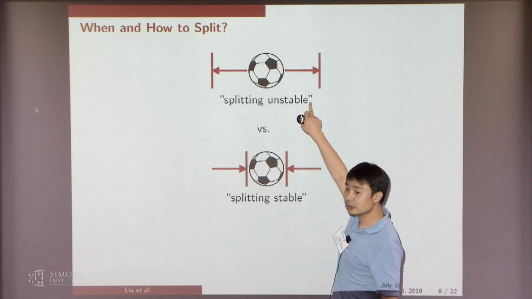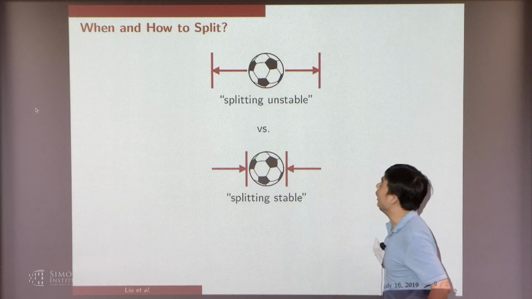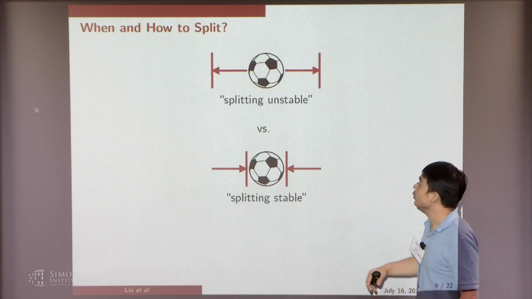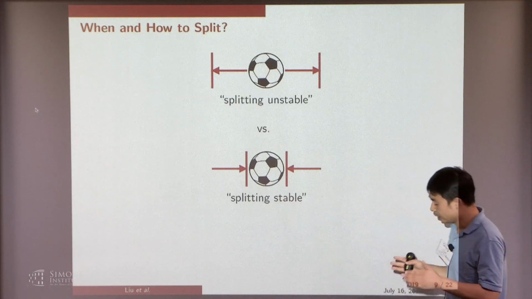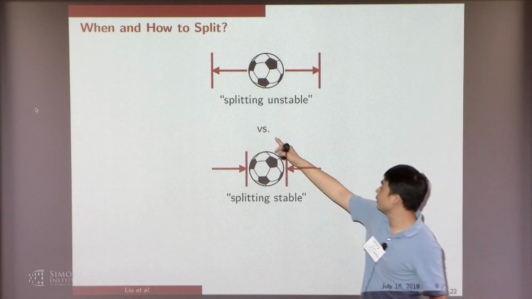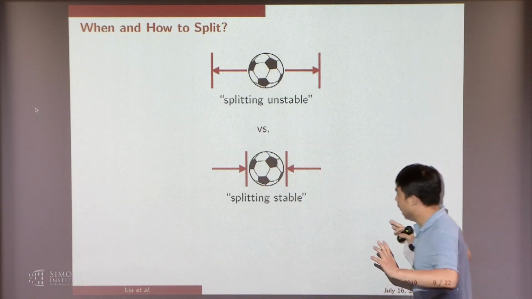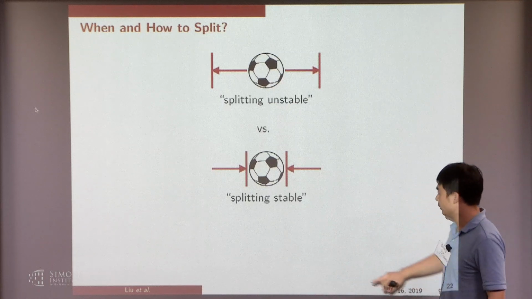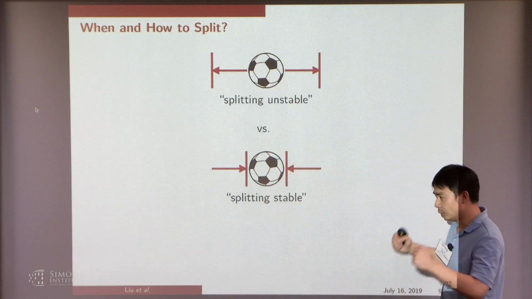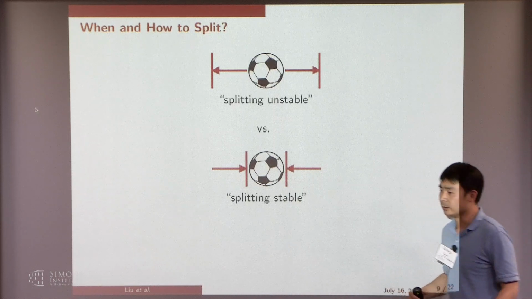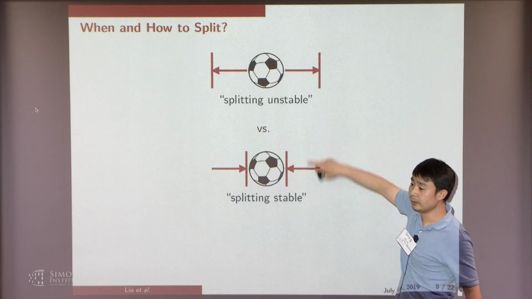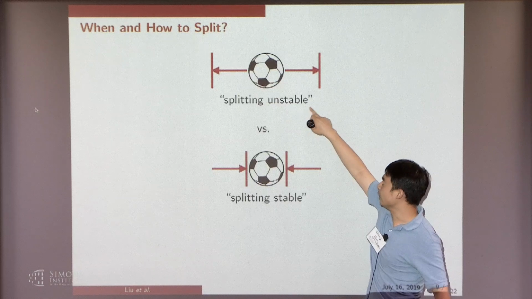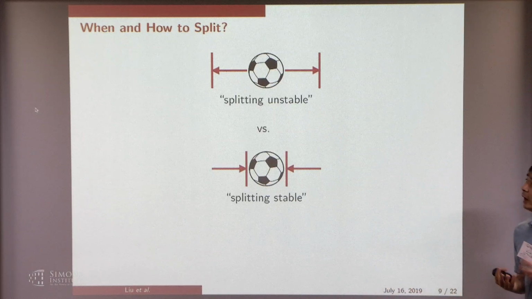So this is the splitting unstable case. This is the case where we can improve the neural network, improve the accuracy, by splitting the neurons. And this is the case of splitting stable, which means that even if you split the ball from the middle, because the forces push together, there will be no update. Even if you push them away a little bit, they will be pushed back, right? So the question is, can we identify these two cases? And in the unstable case, can we derive the optimal update strategy?